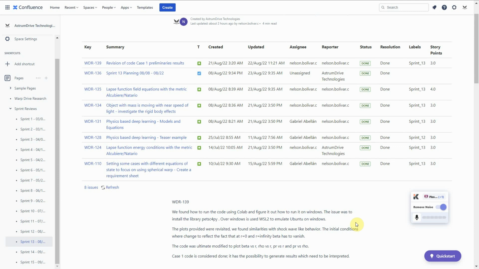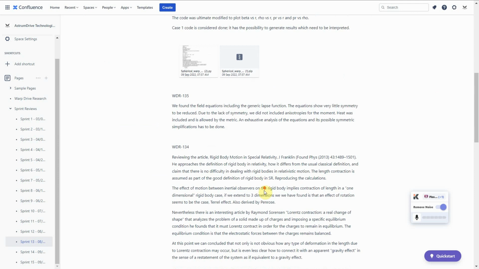So this is quite exciting, I think. We found this, we calculated the energy conditions, and we find it quite exciting how the Lapse function enters everywhere.